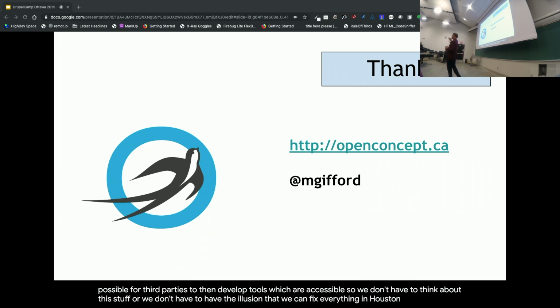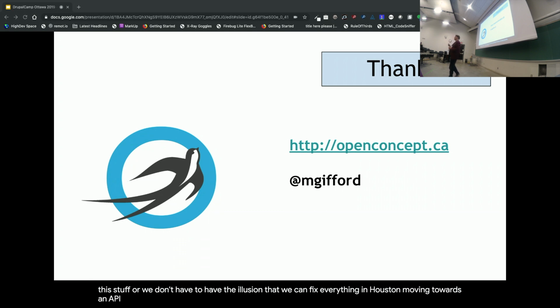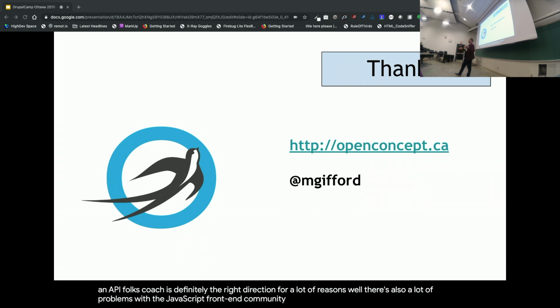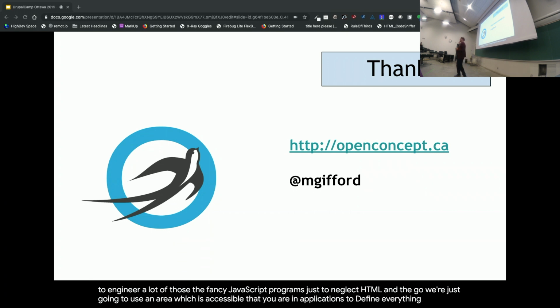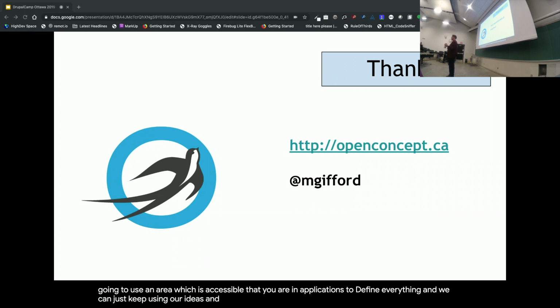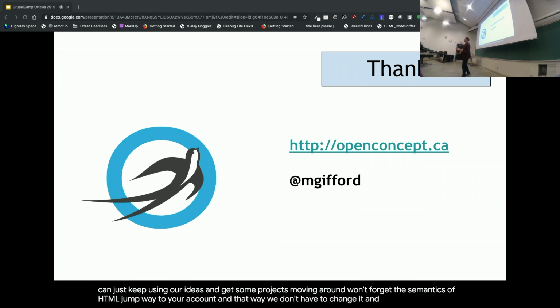I love APIs. I think the government moving towards an API-focused approach is definitely the right direction for a lot of reasons. I think there's also a lot of problems with the JavaScript front-end community. Not React, Angular, but a lot of the fancy JavaScript front ends just neglect HTML. It's like, oh, we're just going to use ARIA, the Accessible Rich Internet Applications, to define everything, and we can just keep using our divs and play along like we're just moving bits of objects around. We'll forget the semantics of HTML and jump right to ARIA, and that way we don't have to change anything. And that itself is a problem because the first rule of ARIA is don't use ARIA. It does sort of mirror Fight Club, but it's not actually Fight Club. It's a W3C spec. But I think that's definitely a challenge.